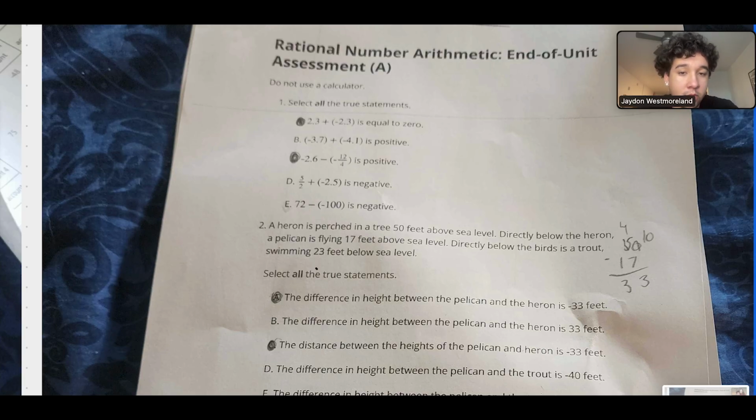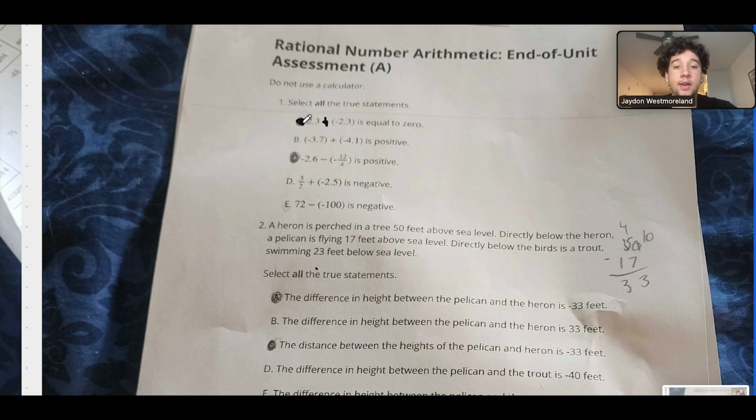Okay, so 2.3 plus negative 2.3. When you're adding a negative, that's the same thing as subtracting. So we can honestly here just eliminate this and just do 2.3 minus 2.3. Well, that is equal to 0, so I would have agreed with you here.